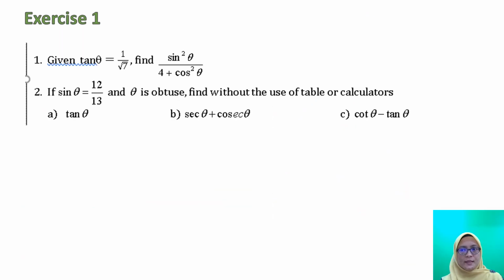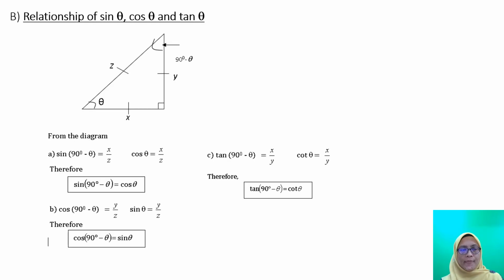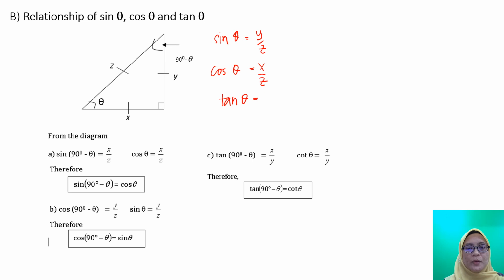Okay, so exercise ni saya tinggalkan untuk awak cuba. Okay, so now we go to relationship of sin theta, cos theta and tangent theta. So from the previous slide, kita dah tengok dah diagram, sin theta kita dapat y over z, cos theta x over z, and tangent theta, kita dapat y over x.